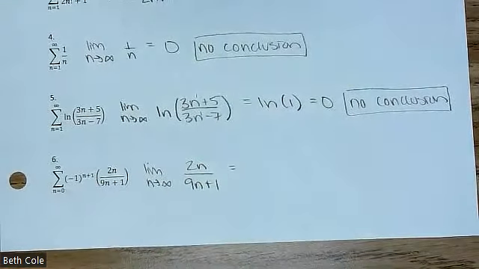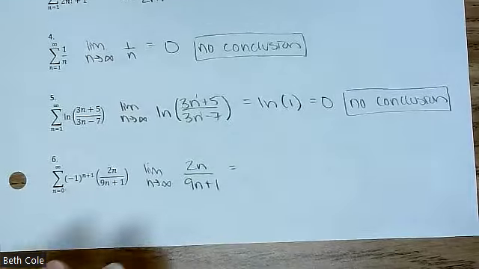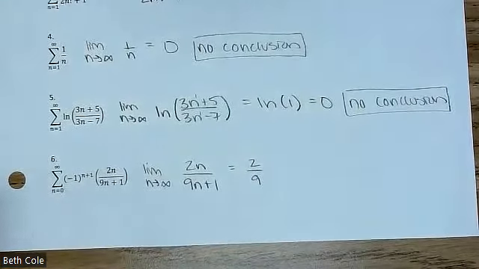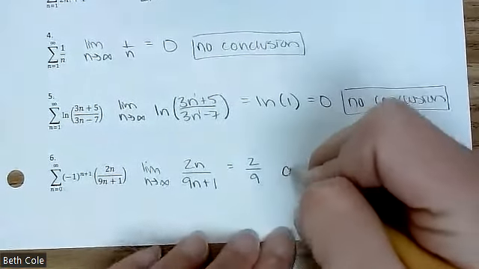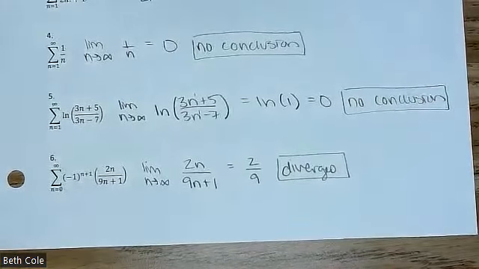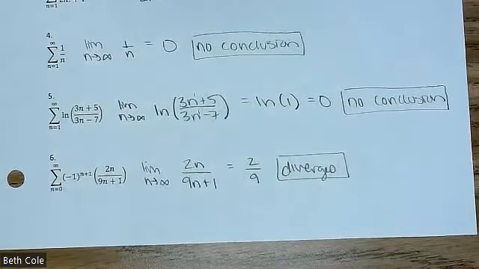So limit as n goes to infinity of 2n over 9n plus 1. They're both n, so what are we going to use? Which would be 2/9. So what's your conclusion? Divergence. Because it's not what? It's not 0.